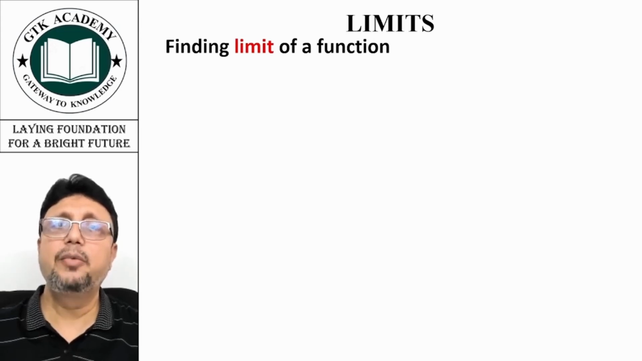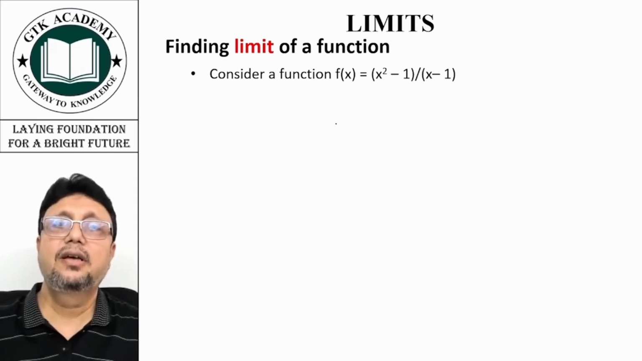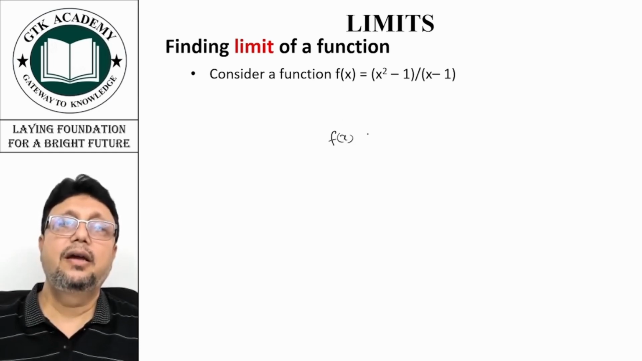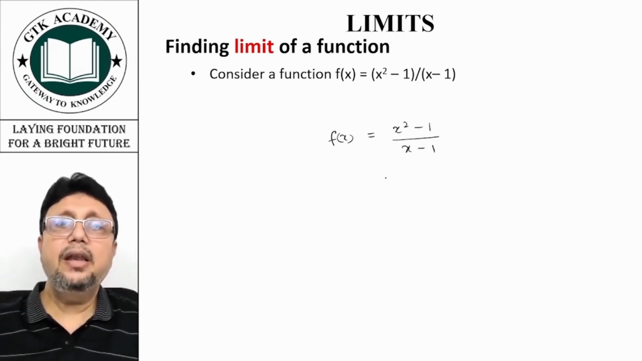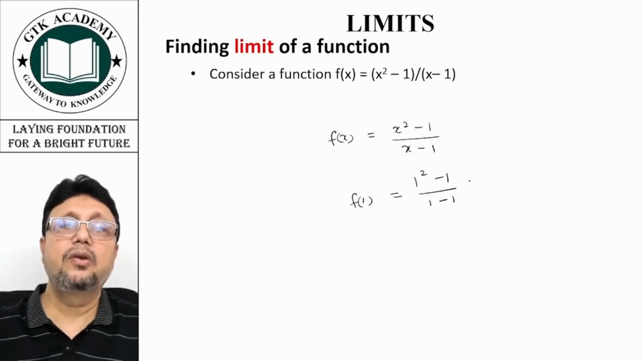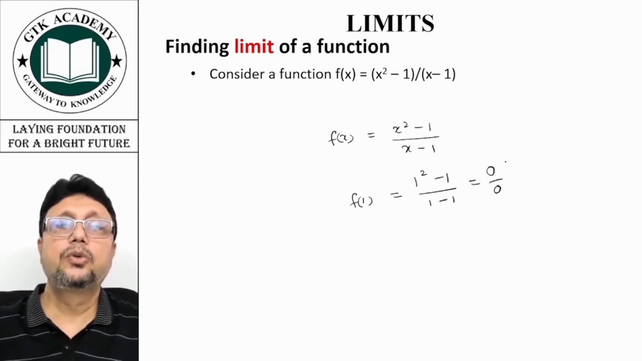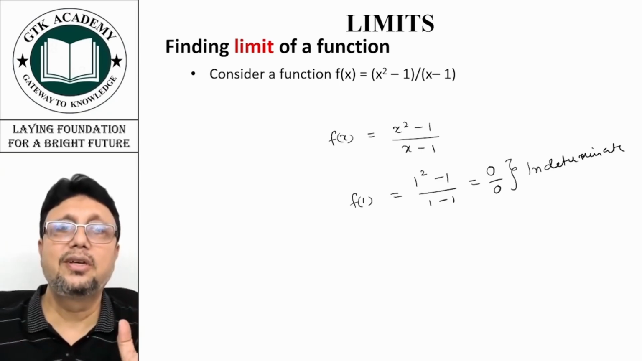Now, suppose you have to find limit of a particular function like this. f(x) is equal to (x square minus 1) upon (x minus 1). Now you can easily see that f(1) is equal to (1 square minus 1) upon (1 minus 1), which is equal to 0 upon 0. So this is the indeterminate form. That means the house is locked.